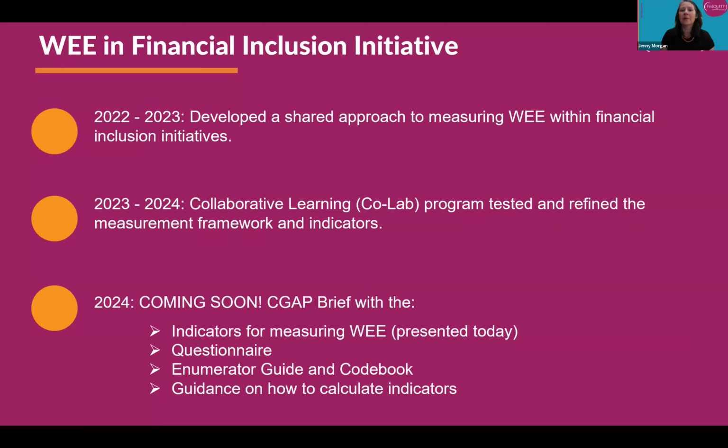And there were 7 collab partners as a part of this, and they helped us to refine the measurement framework and the indicators. And we had IPA on as this technical advisor to guide us in this process. And then coming soon, within the next few months or so, we'll have a brief that CGAP will publish, and that will share the indicators for measuring women's economic empowerment that we're presenting today, the accompanying questionnaire to be able to survey customers with this, and then an enumerator guide and a code book and guidance on how to calculate the indicators. All of that will be packaged together with the brief.